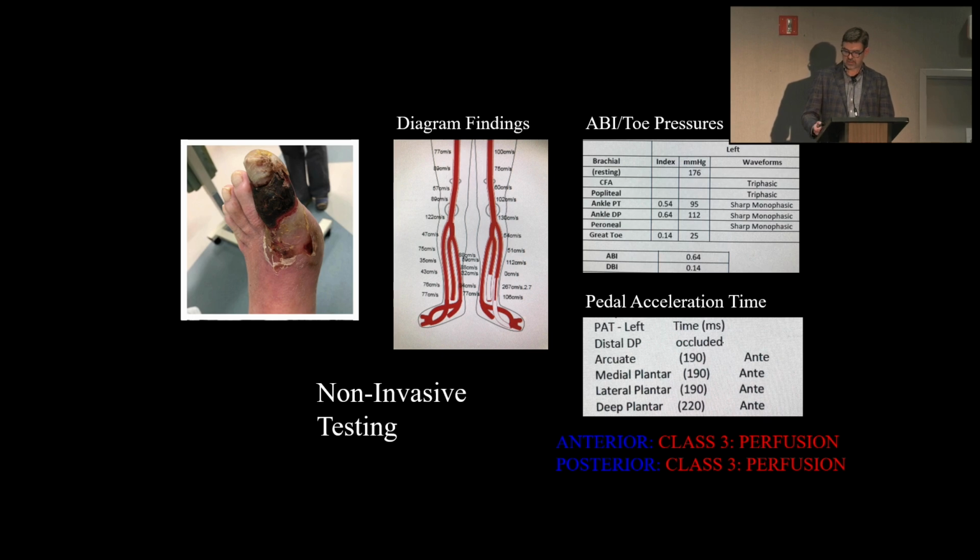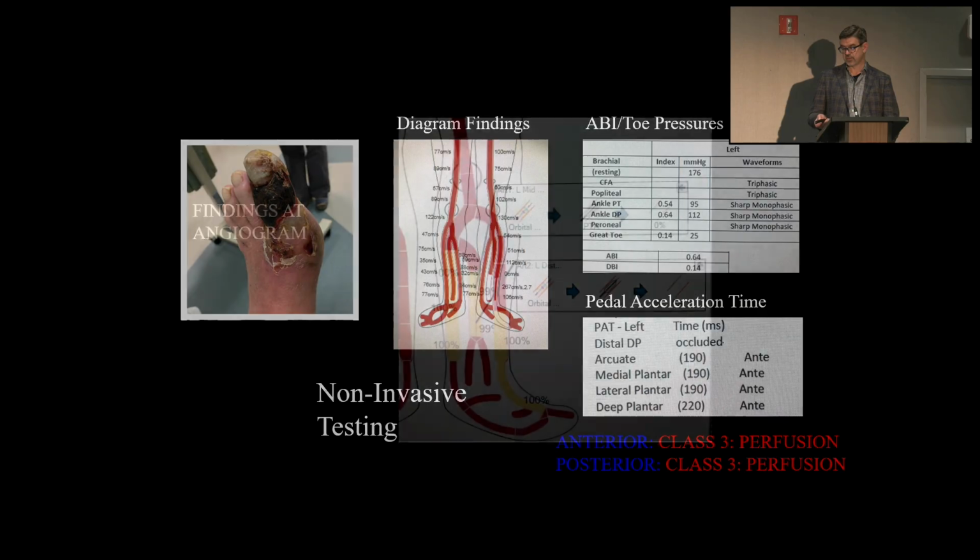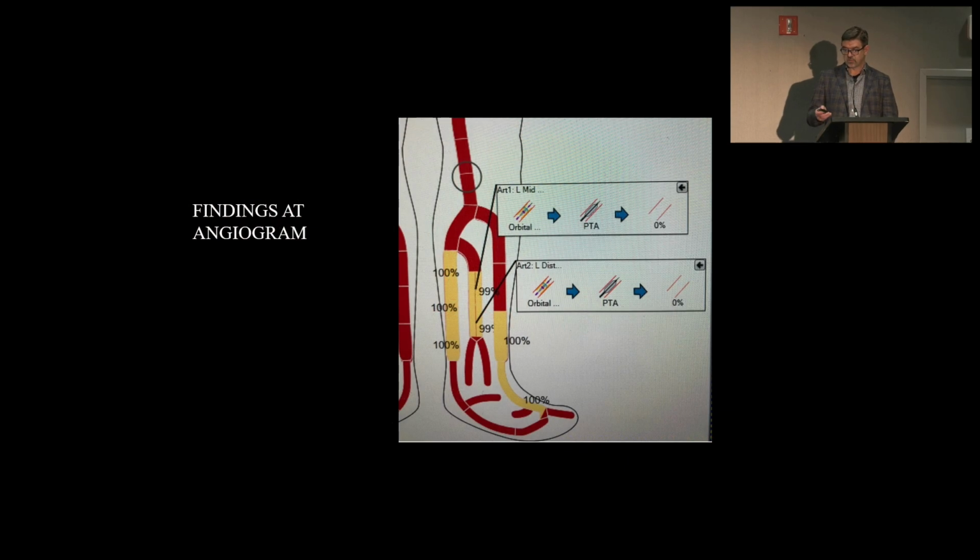Within 24 hours, the whole area turned gangrene, and our ABIs were 0.64. That doesn't seem appropriate. That seems wrong. Our digital pressure was 25, maybe more appropriate. And then our pedal acceleration times were class 3, both anterior and posterior, signs that there's just not enough circulation. So we took him to angiogram.